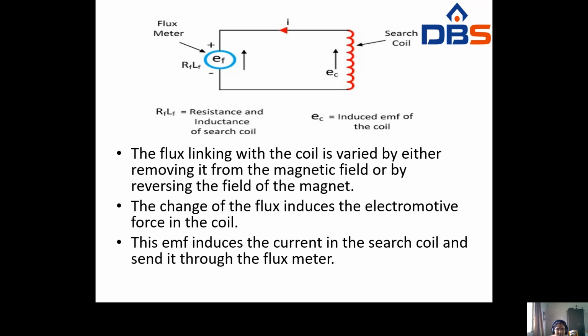See here, this is a flux meter. Here you have to connect one search coil. See here, R and L are the resistance and inductance of the search coil, and E is the induced EMF of the coil. The flux linking with the coil is varied either by removing it from the magnetic field or by reversing the field of the magnet.